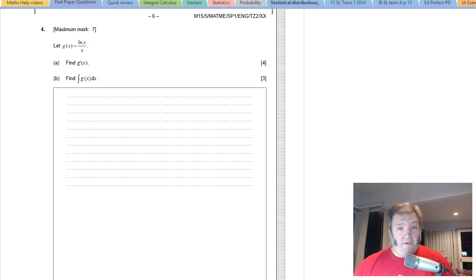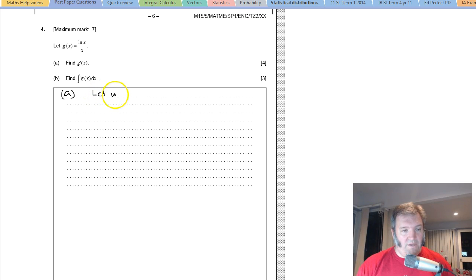Alright, this is IBSL Maths May 2015, Paper 1 Time Zone 2, Question 4. Here we go. Let g equal the natural log of x divided by x. Find g dash of x. Okay, this shouldn't be too bad at all. First thing we've got to notice here is what have we got? We've got a quotient. So let's go ahead and use our quotient rule.